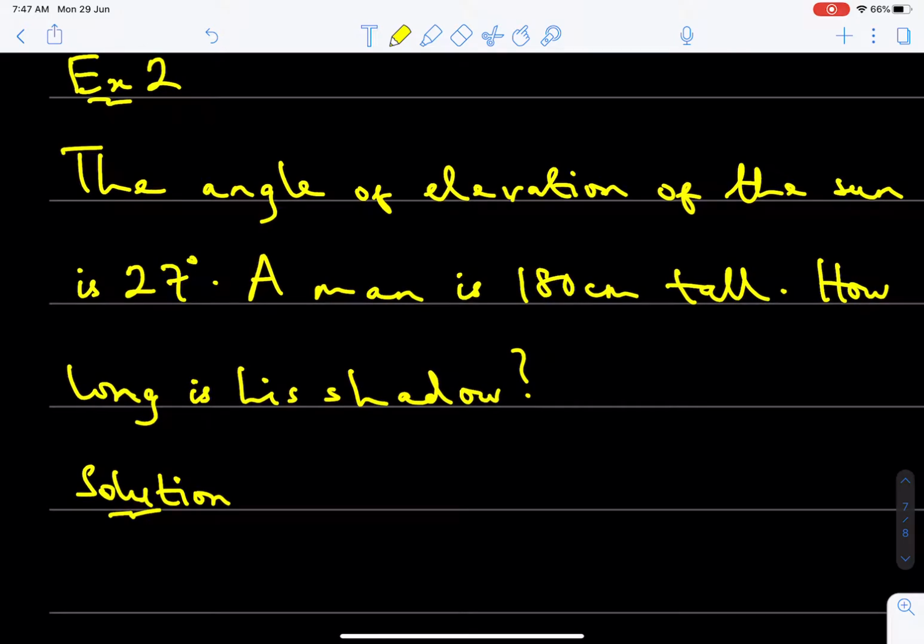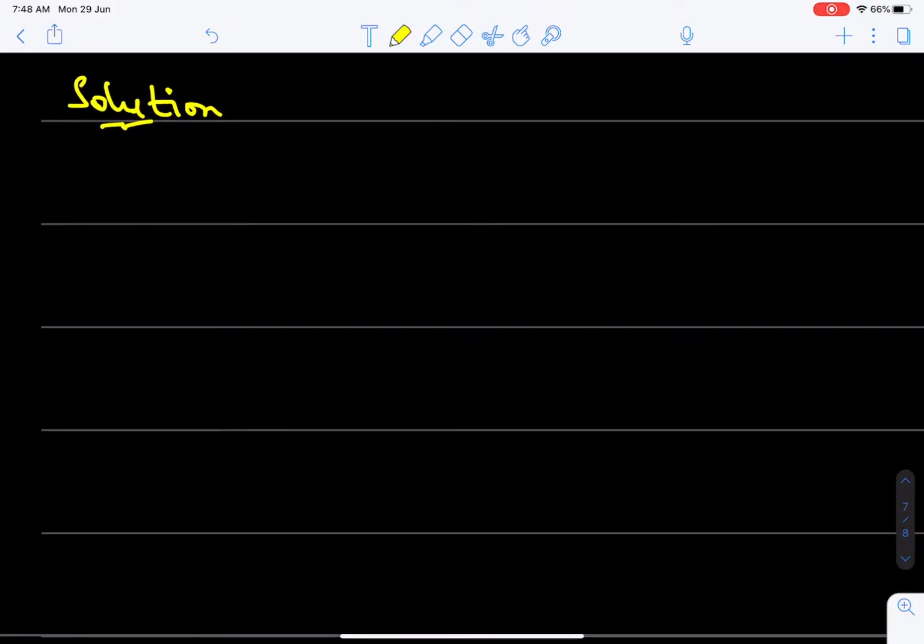Now, the angle of elevation of the sun is 27 degrees. A man is 180 centimeters tall. How long is his shadow? That means the man is looking at the sun. If this is a man, he's looking at the sun. We can just describe this as the sun. He's looking at the sun.